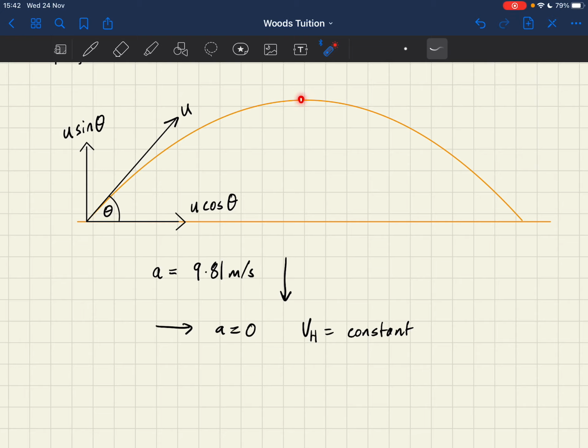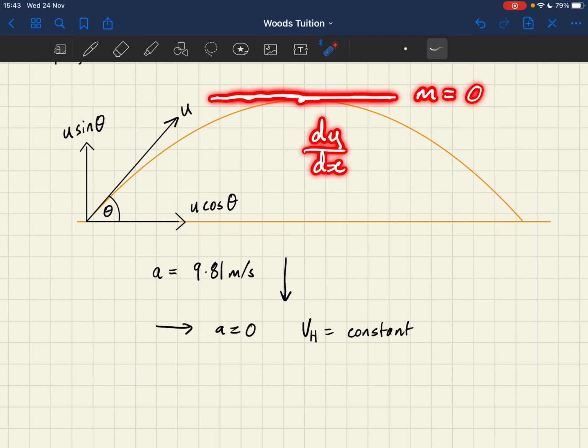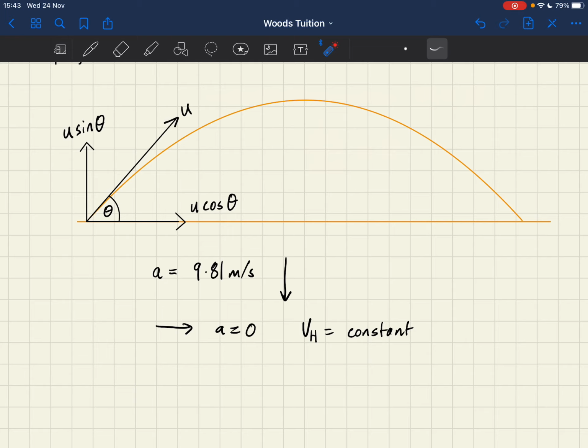We can actually see that if we think about the gradient of the curve of the parabola here, it would be equal to 0. So that means that dy by dx at that point is equal to 0. Just if you want to think about it mathematically.